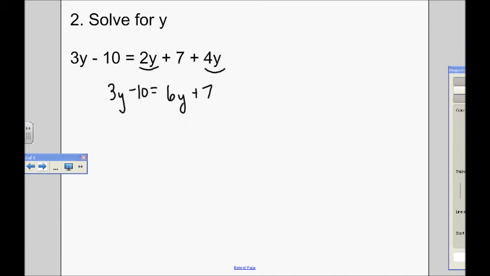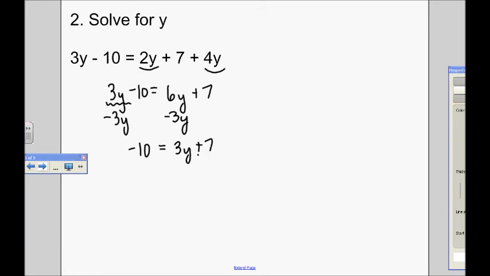Again, I only want y's on one side of the equal sign so I can isolate the y. I feel like getting rid of this 3y. To get rid of plus 3y, I subtract 3y. If I do it to this side, I also have to do it to the right-hand side. When I subtract 3y from both sides, on the left-hand side, I'm left with negative 10. On the right-hand side, I'm left with 3y plus 7.